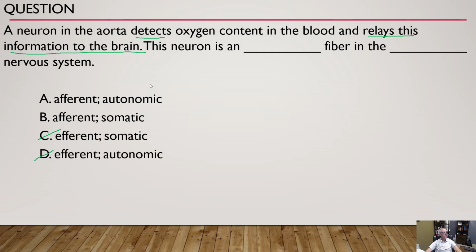Now, is it autonomic or is it somatic? Do we have any control over how much oxygen content is in the blood? Or do we have any control over the aorta detecting the oxygen content in the blood? No. So we would cross off B because remember, somatic is our voluntary portion. Autonomic is our involuntary portion. So we're going to go with A.